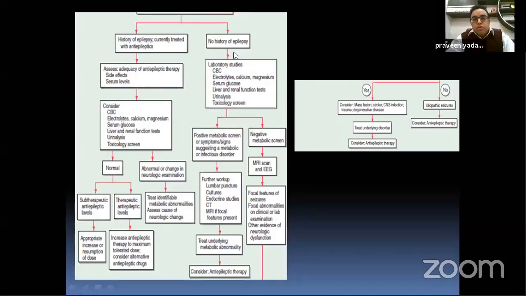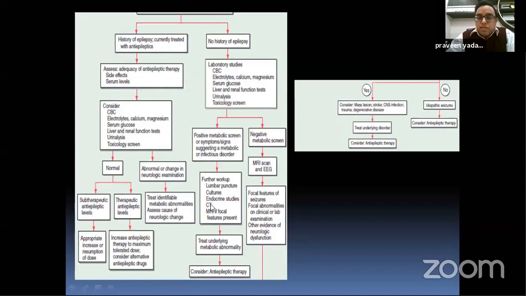Now, if there is no history of epilepsy, then you have to be more careful. You have to investigate the patient with routine electrolytes: sodium, calcium, magnesium, and glucose levels have to be done. Renal and liver function tests, and then the metabolic screen has to be done. If there is evidence of fever, neck stiffness, or any focal neurological deficit, then you have to suspect meningitis, meningoencephalitis, or some stroke. Then definitely you have to investigate accordingly.